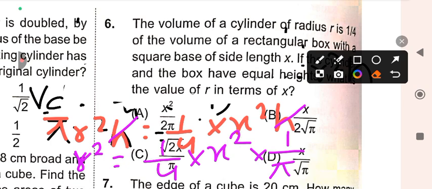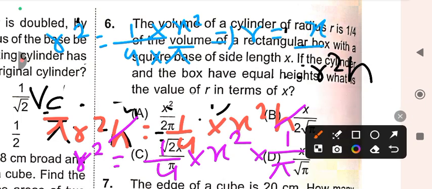So from here we get the value of r square as 1/4 into r square is equal to 1/4. Here we can write it as pi and x square. So we can cancel the things and get r is equal to x upon 2 pi r, right? x upon 2 pi r.